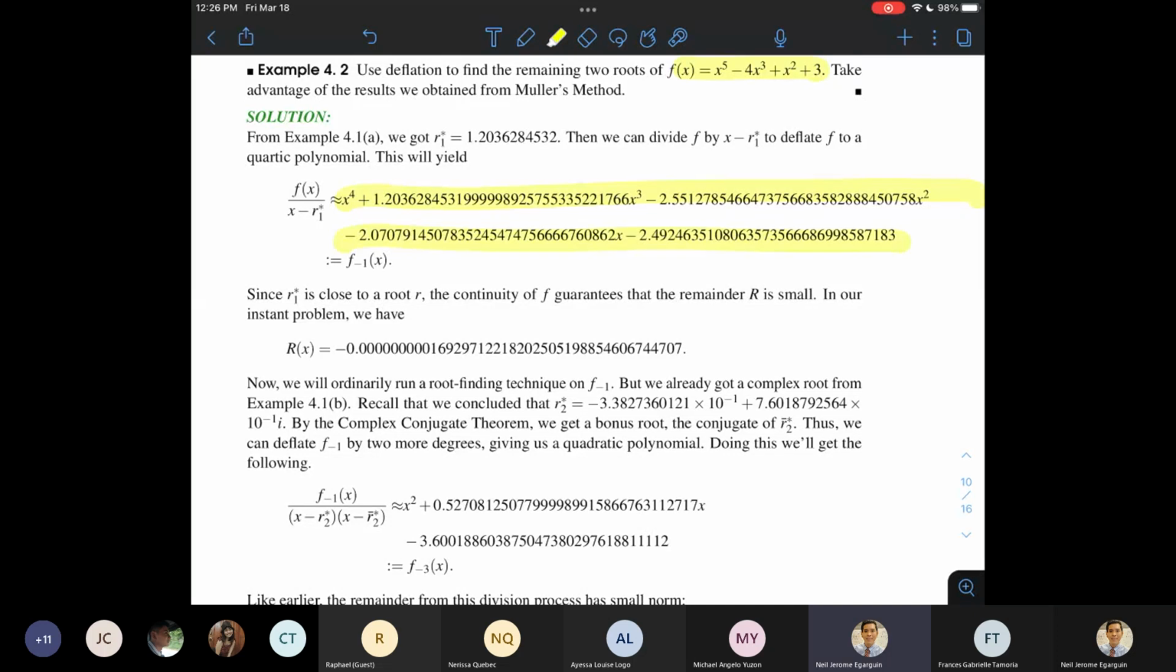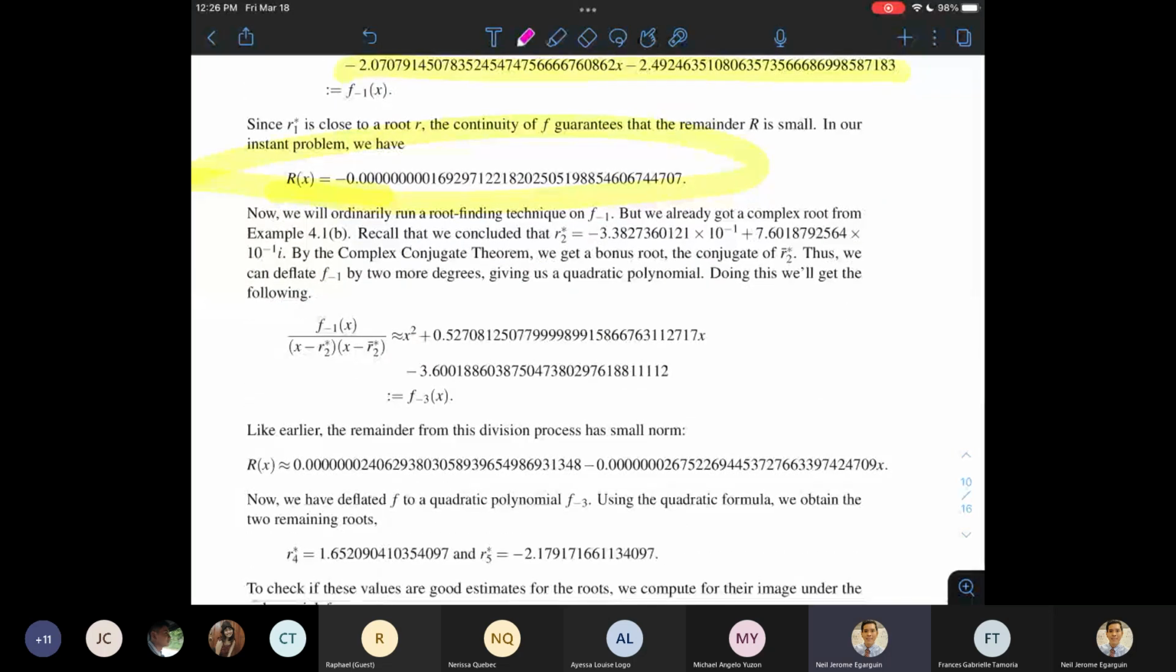And we're hoping that the small error, that the error in the estimate for r, okay, is small enough and f is continuous enough na maliit na yung remainder. So yun yung hope natin dito sa deflation process. Okay? So mukhang maliit naman to sufficiently. So yeah, pwede kong consider si f sub negative 1. Pero binalikan ko yung example ko uli kay sa 4.1. Nakita ko meron pa nga pala tayong dalawang roots na nakita pa ron. Okay? Dalawa kasi with the aid of the complex conjugate theorem.